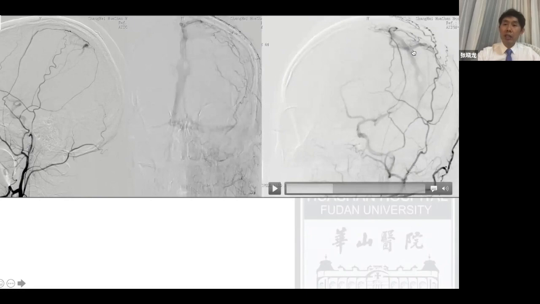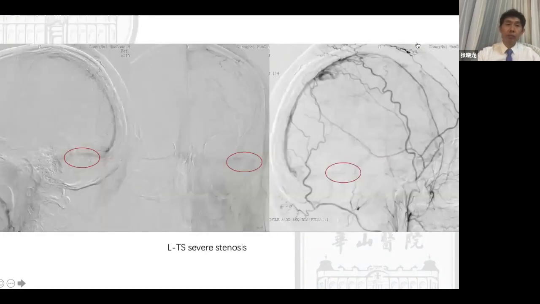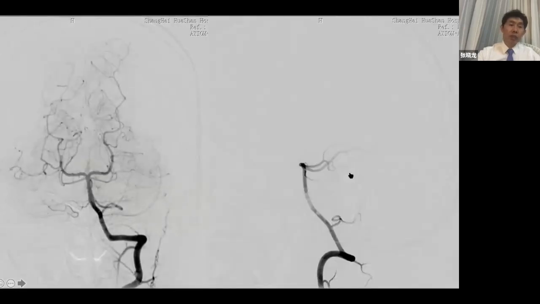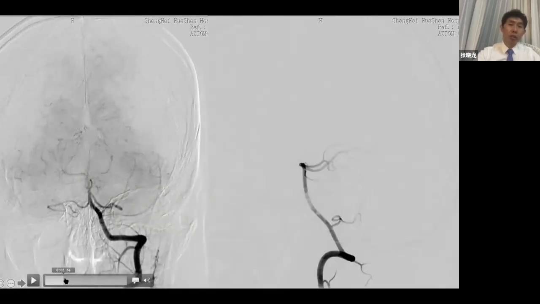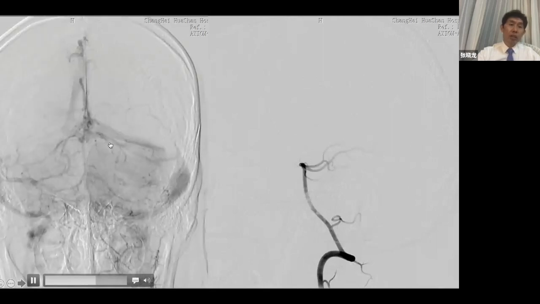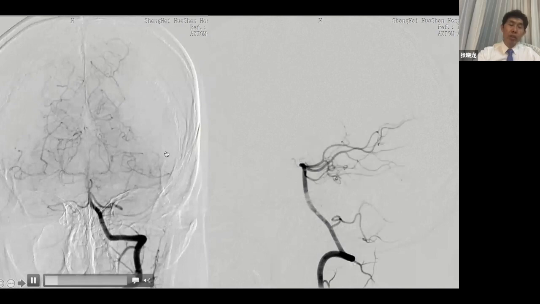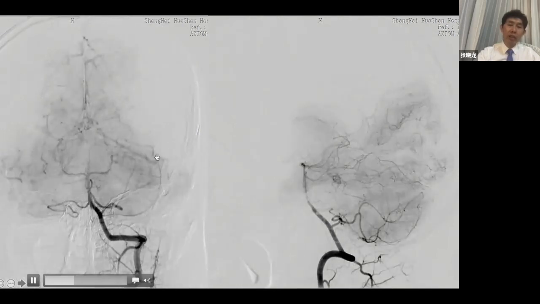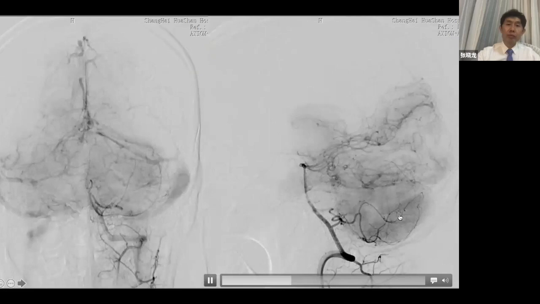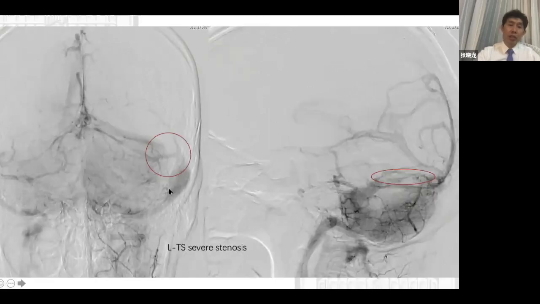It is just at this location. Unfortunately, this patient has the right lateral sinus occluded and the left one has severe stenosis here. From the posterior circulation, we can still see the right transverse sinus was occluded and the left one had severe stenosis at the transverse and sigmoid sinus connection here. And here is the stenosis.